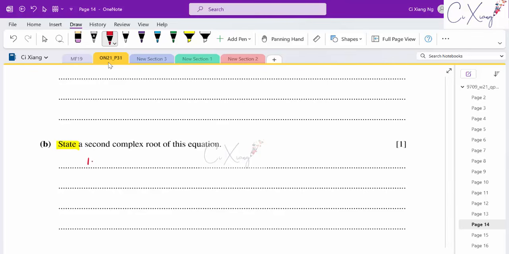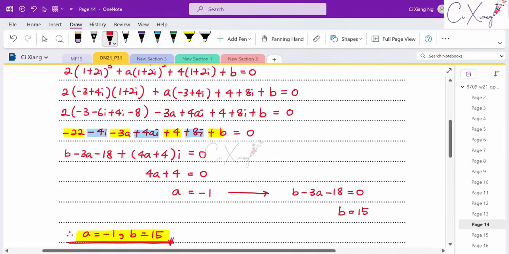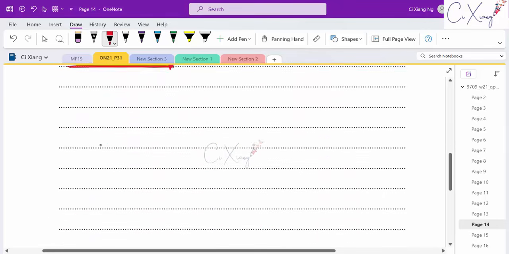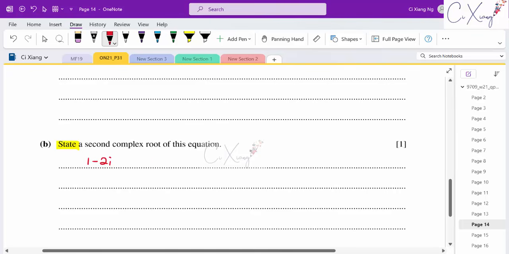So the other root will be 1 minus 2i. So this is the conjugate of 1 plus 2i, right? Okay, so 1 minus 2i will be the second complex root of this particular equation. So no special steps that you can show. You just need to state the answer.